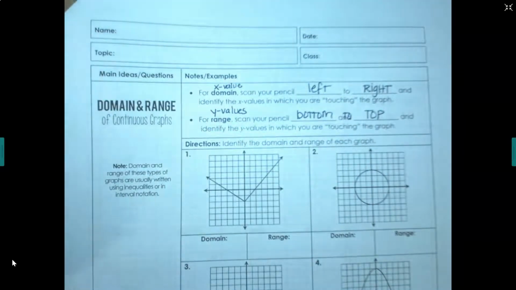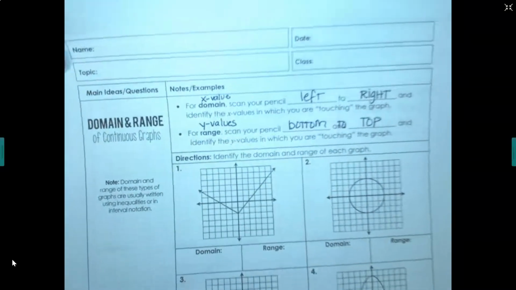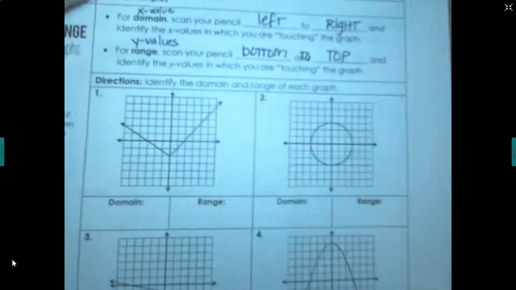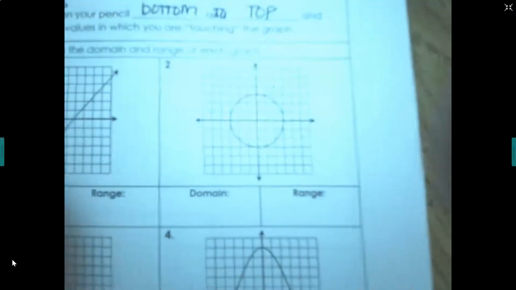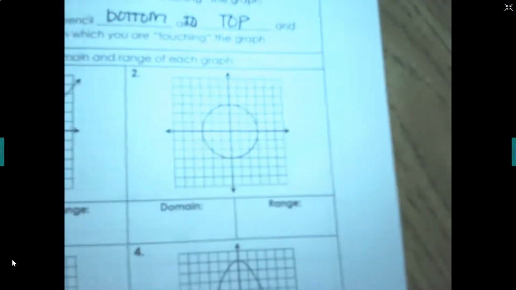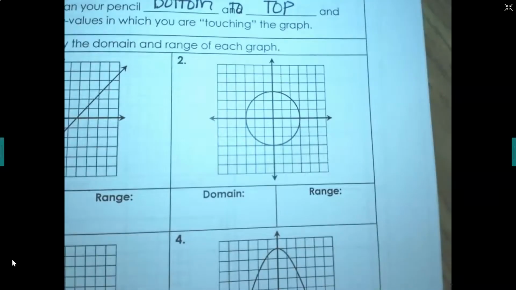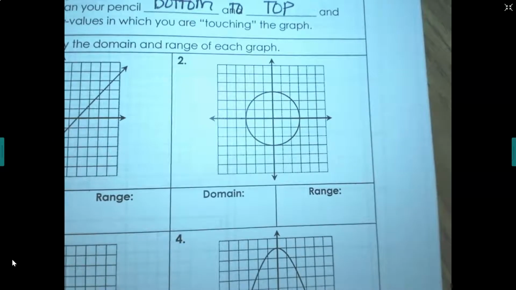All right, so let's try a few of these and see how we do. So we're going to look at number 2 to begin with, because it's going to be a little bit easier to see. Some are very easy to see and some are a little harder to see. So looking at number 2, for domain, you want to look at the left and the right hand side of the graph because domain is an x value and it goes left to right.